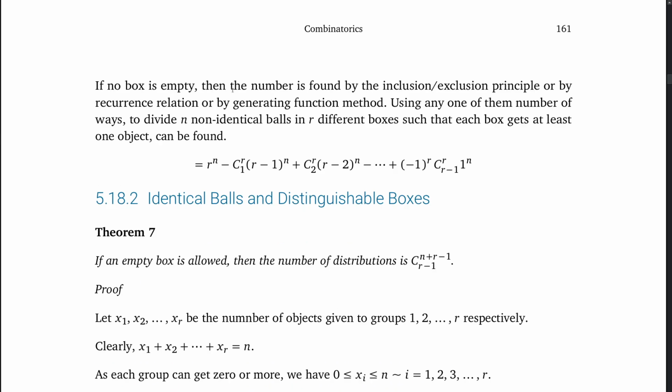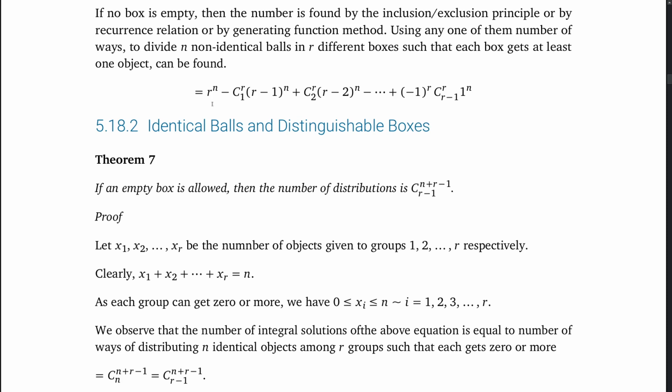If no box is empty, then the number is found by the inclusion-exclusion principle, or by recurrence relation, or by the generating function method. Using any one of them, the number of ways to divide n non-identical balls into r different boxes such that each box gets at least one object can be found, which will be equal to r^n minus rC1 (r-1)^n plus rC2 (r-2)^n, and so on.